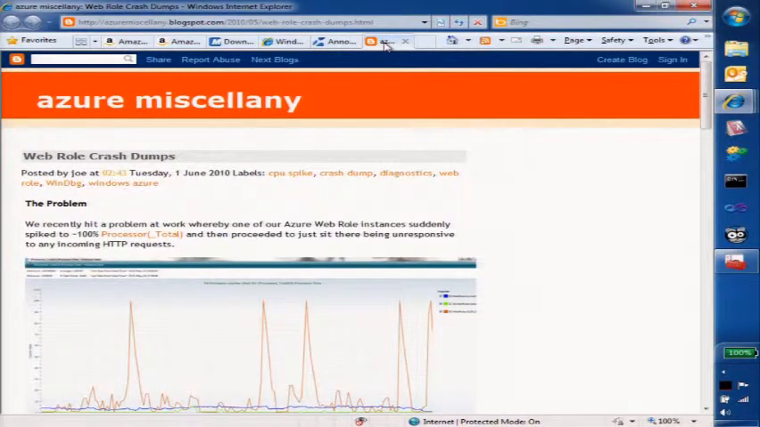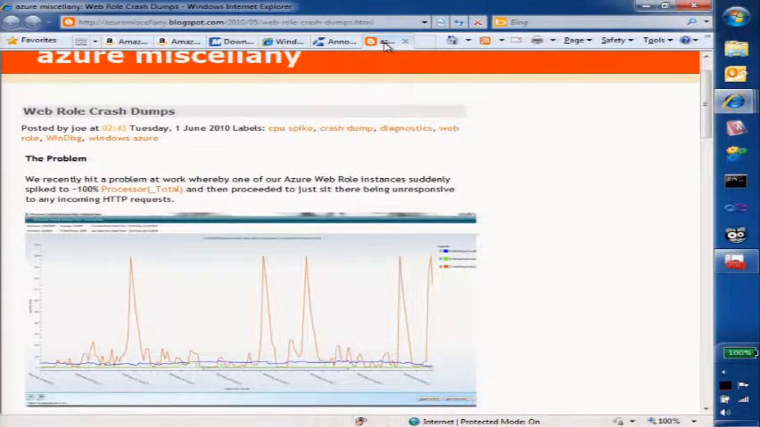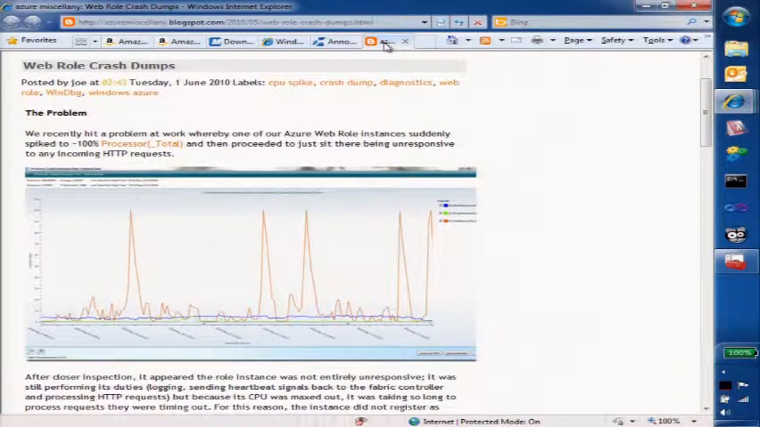All right, Azure Miscellany. I love this. Yeah, I think it's a good name for a blog. This is by a guy named Joe, and Joe is talking about his web role crashing. It doesn't say it here, but I think we can safely infer from the content of the post who that is.